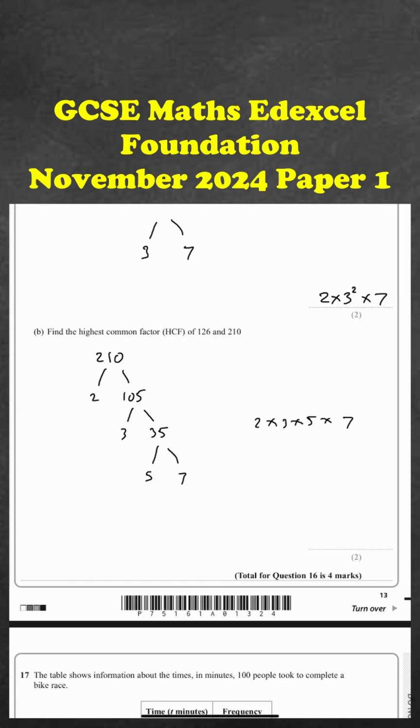So 210 is made up of 2 times 3 times 5 times 7. So the highest common factor, the ones that are in both of these two numbers, are 2, 3 just once, and 7. So 2 times 3 times 7 is 42. And that is your highest common factor.